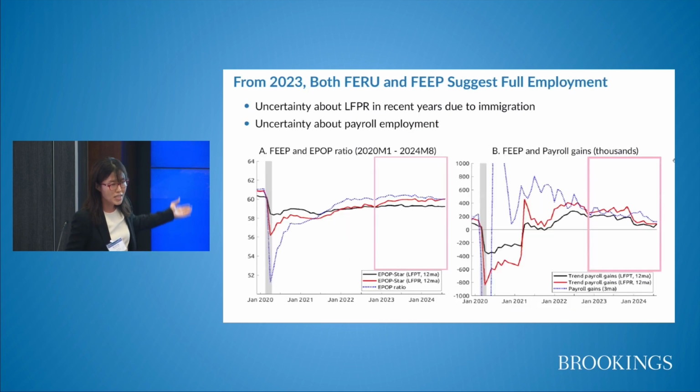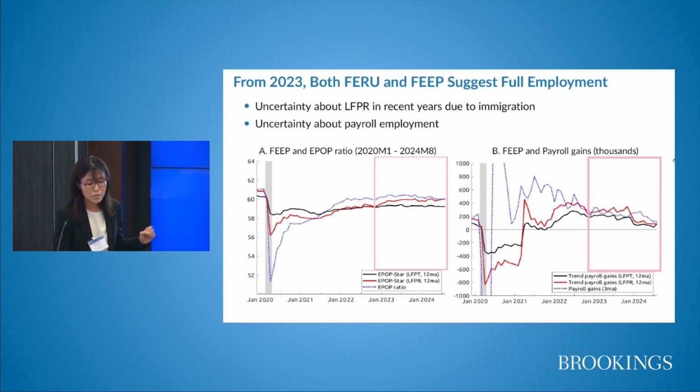Of course, we are interested in the recent period, right? So let's take a look at what happened in the pandemic period and the recent months. The sample period here is from January 2020 through August 2024. Panel A shows the EPOP ratio, the blue line, the black line is the FEEP EPOP ratio, and the red line is the FIRU implied EPOP ratio. So according to this measure, the economy reached full employment in 2022. We discussed it yesterday, right?